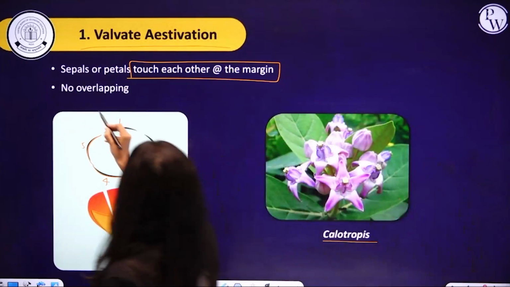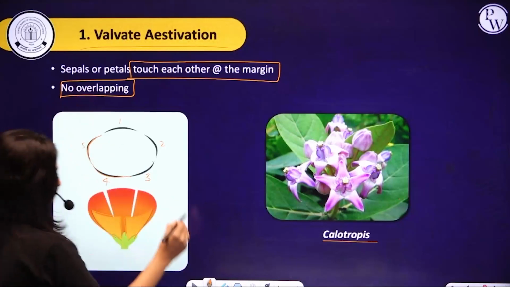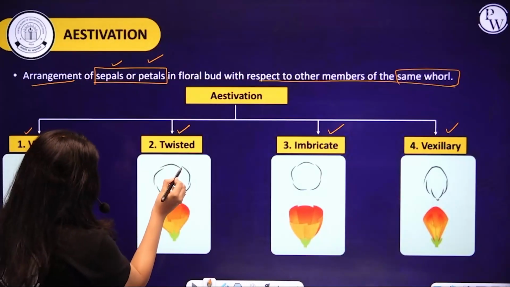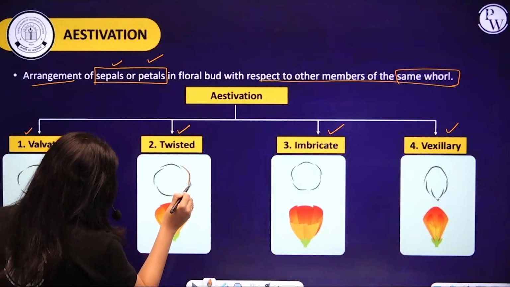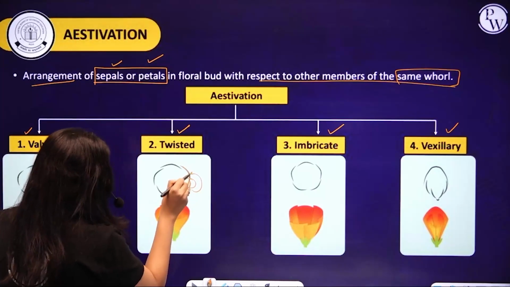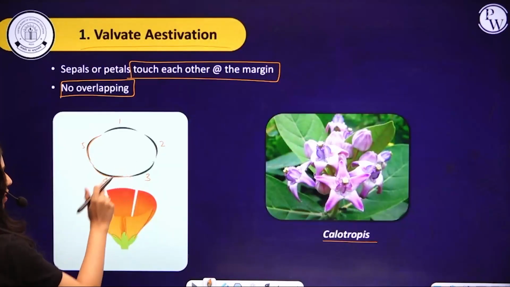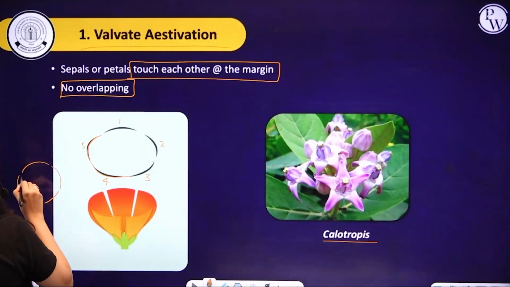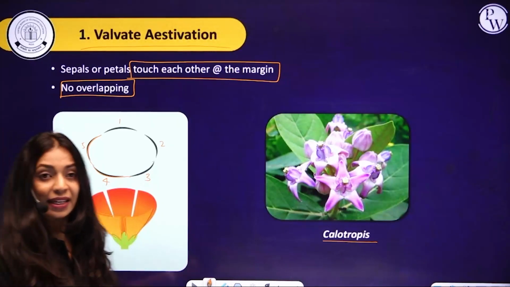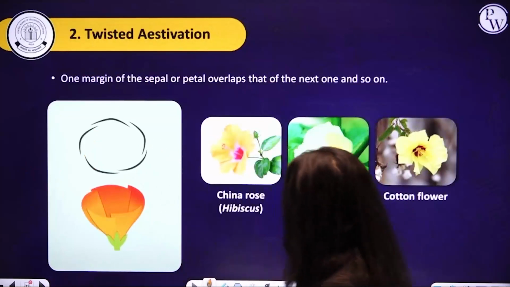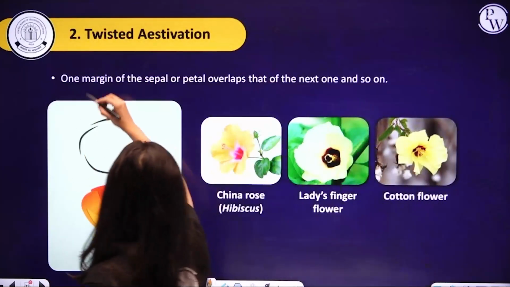One thing you must understand here is that there is no overlapping. If you see here, in this type, you can see that this petal or sepal is overlapping this one. That kind of overlapping we do not see in valvate. They're just present right next to each other and they just simply touch each other at the margins, but you do not see any kind of overlapping here. Alright, now let's move on to the second type, which is called twisted aestivation.